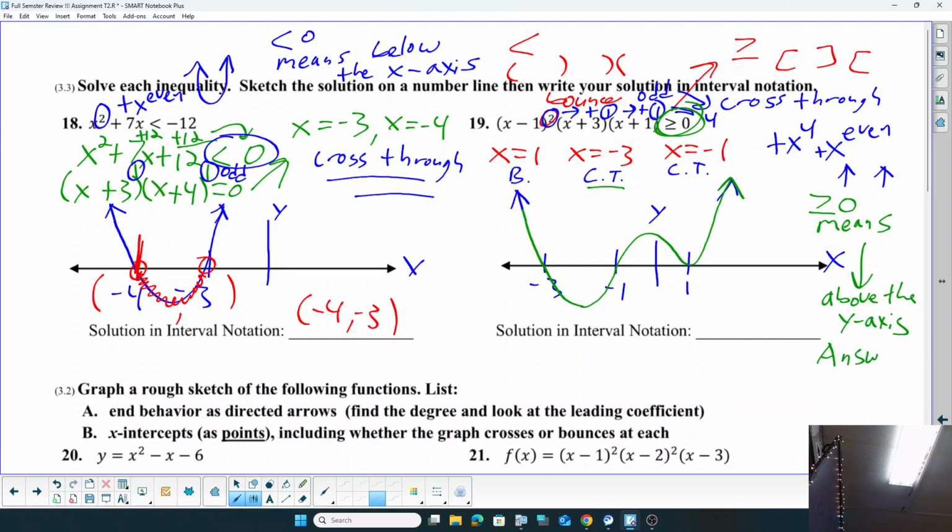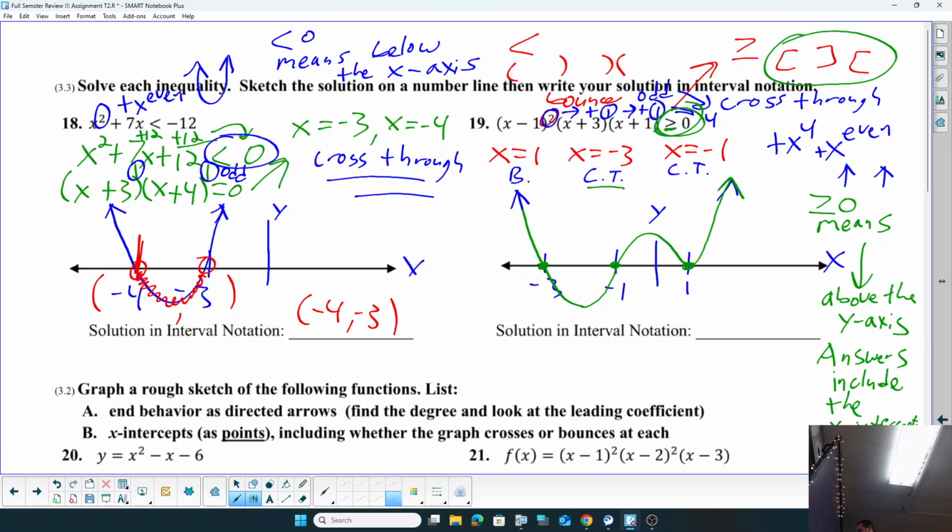So answers include the x-intercepts. So the inequality helps us know if we're above or below the x-axis, and then we look at the x-intercepts where we are above or below. So let's see, we're equal to, so equal to means we get a closed dot, closed dot, closed dot. And that also means brackets. Okay, so where are we above?